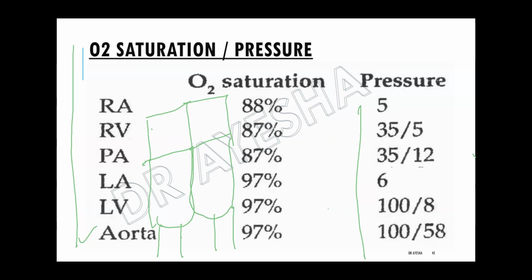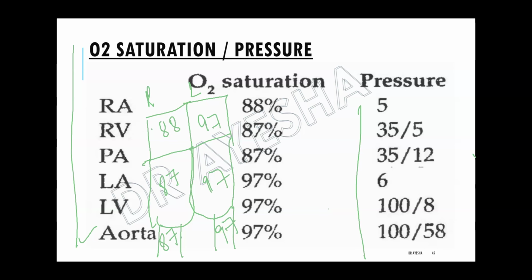Follow means this is the right side, and this is the left side. Right atrium saturation is 88. Right ventricle saturation is 87. The pulmonary artery saturation is 87. Now start with the left atrium. Left atrium is 97, left ventricle is 97 and aorta is 97. So you just follow the saturation.